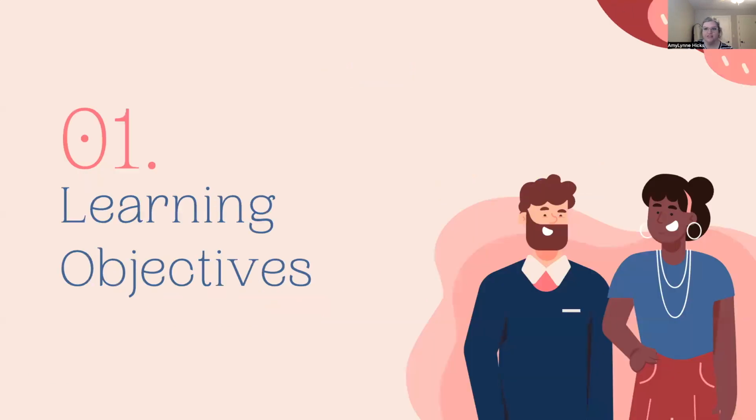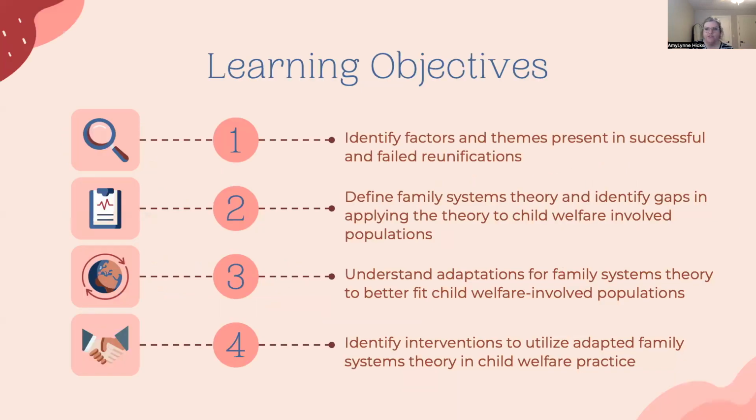So first, let's start and talk a little bit about our learning objectives today. We have four main learning objectives. First, we are going to learn about identifying factors and themes present in successful and failed reunifications. Second, we'll learn definitions for family systems theory and talk through the advantages and disadvantages of using family systems theory in child welfare practice. Third, we'll talk about some adaptations for family systems theory that could fit the child welfare population a little bit better. And finally, we'll talk through some interventions that could be used to implement and utilize the adapted family systems theory in child welfare social work practice.